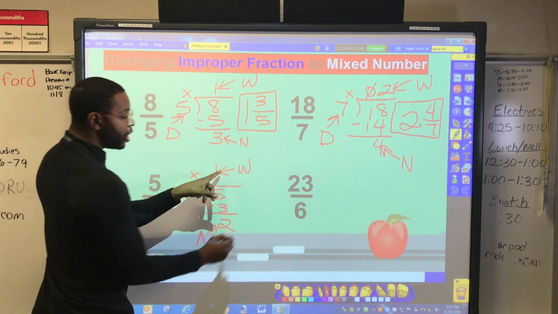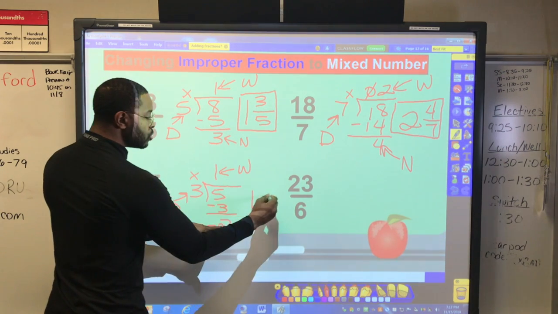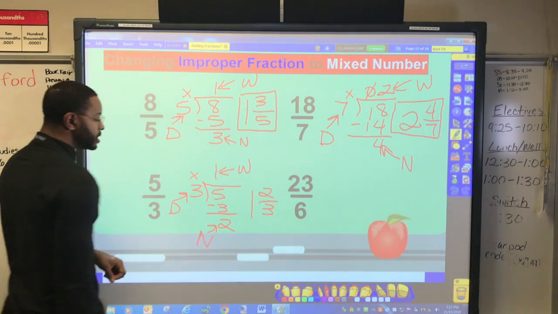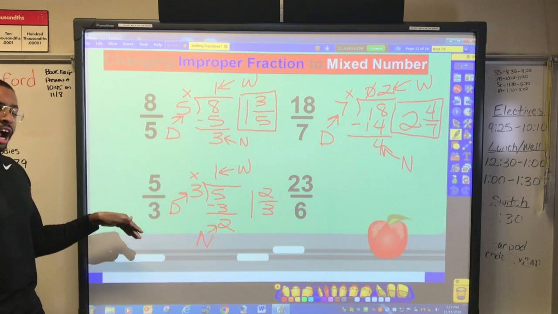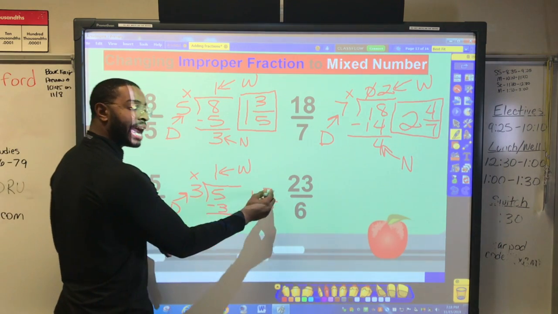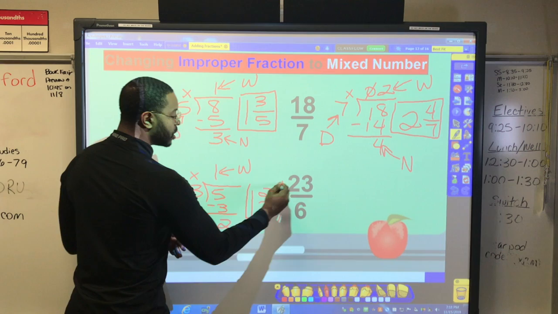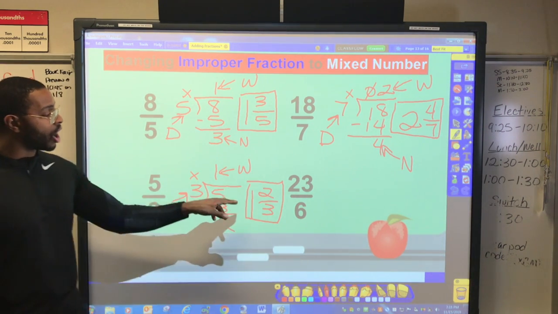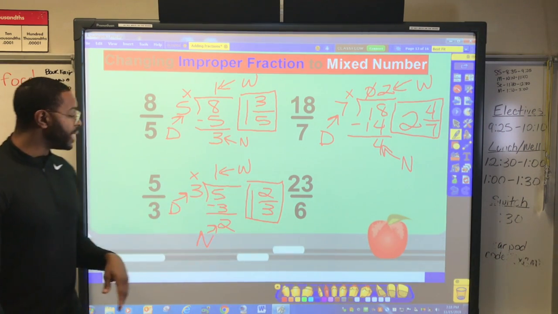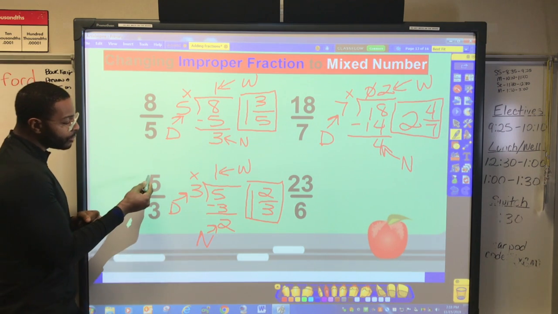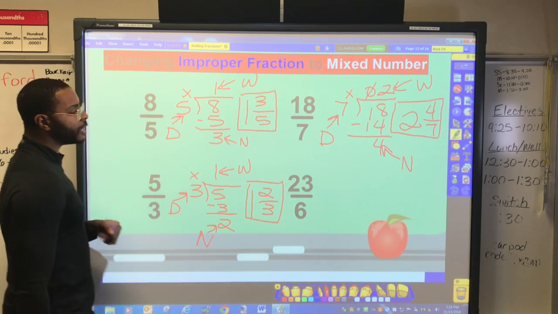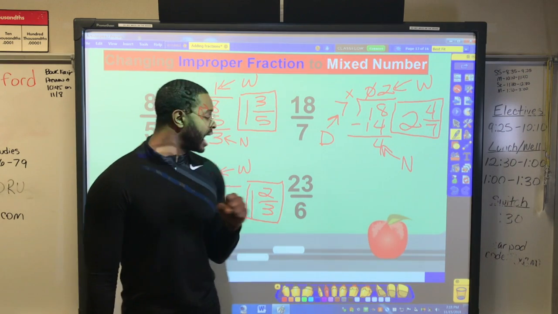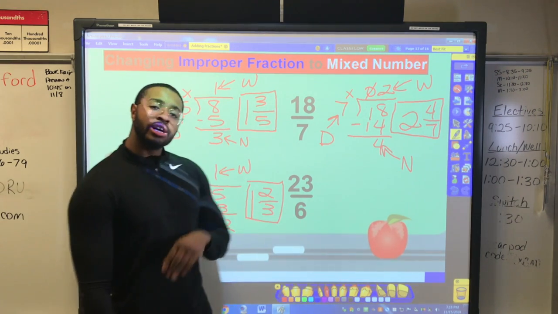So that gets me 1 whole and 2 out of 3. So that's telling me that 5/3 is equivalent to 1 and 2/3. Okay? And so that is that mixed number. A mixed number is a whole number and a fraction, and we had an improper fraction where the numerator was greater than the denominator. Our last example, we have 23/6.